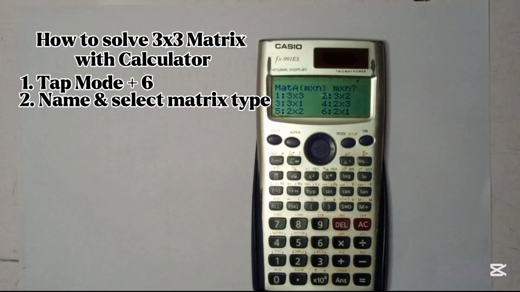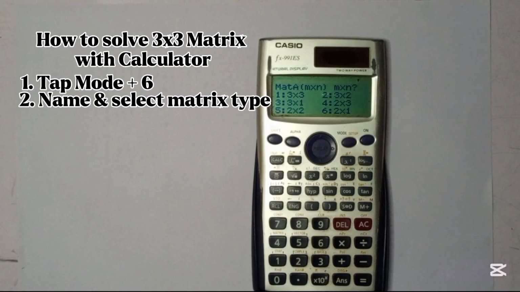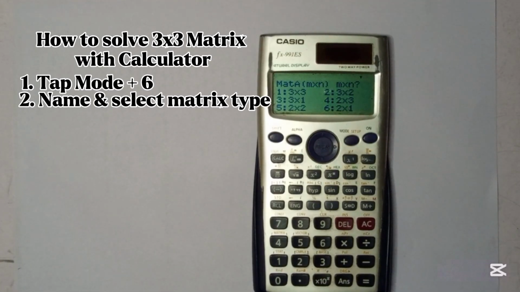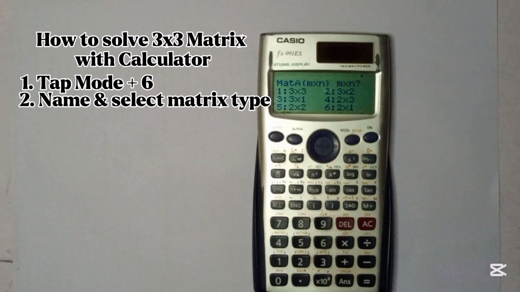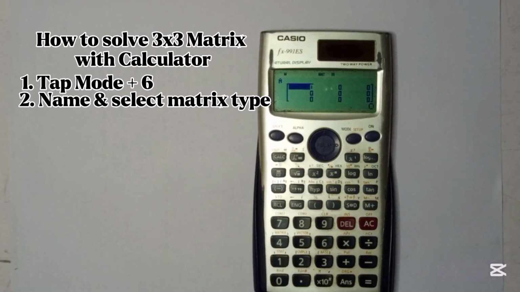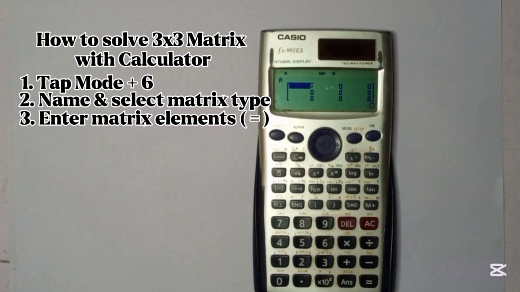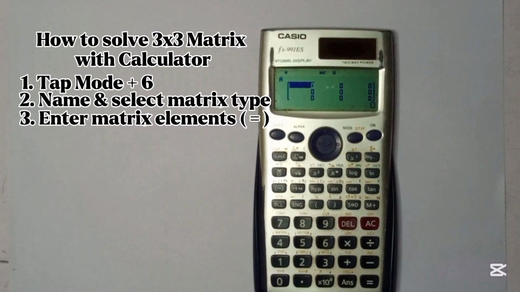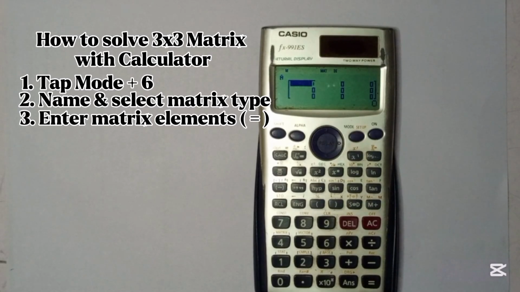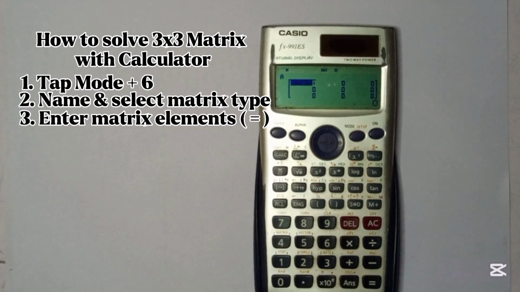Next, you're asked to select what kind of matrix it is. Is it a 3 by 3 matrix, 3 by 2 matrix, 3 by 1 matrix, and so forth. So let's just select 3 by 3 matrix. The next thing is to enter the elements of the matrix, and how to do that is to simply press the number and then press the equal sign to assign the number to the matrix. For this one, I'll just use some random numbers.